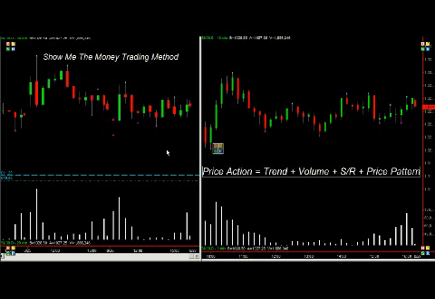This is a 10-minute, this is a 30-minute. The SMTM trader, we use multi-time frames. And of course, we don't use indicators. Our 4 main components is trend, plus volume, plus support and resistance, plus price pattern. I believe that all of these are needed to help correctly interpret price actions to give you high probability trades.